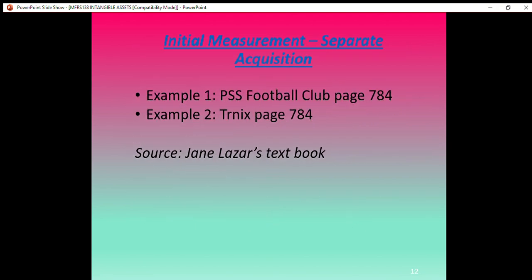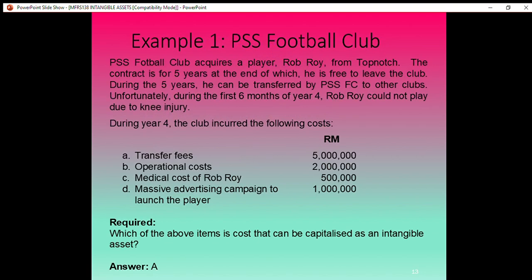Let's have a look at these examples. Here I have example 1 and example 2, which are taken from Jane Laza's textbook. Let's have a look at example 1 on PSS Football Club. I give you about 1 minute to read the information given in the example.